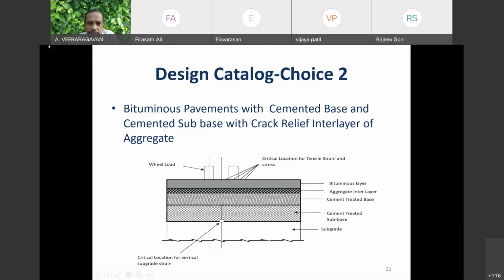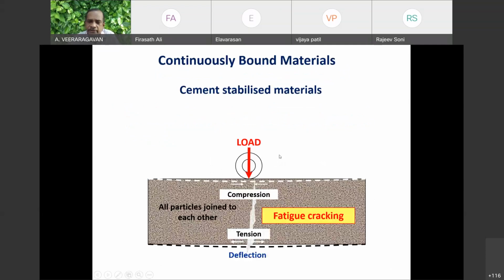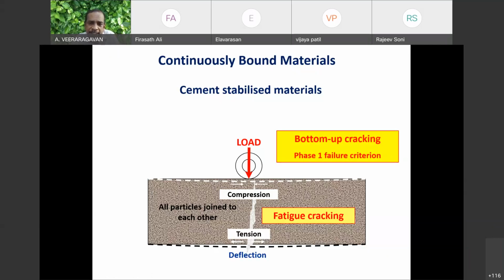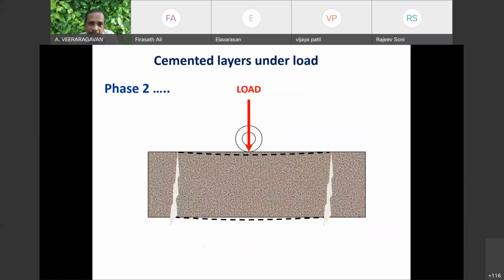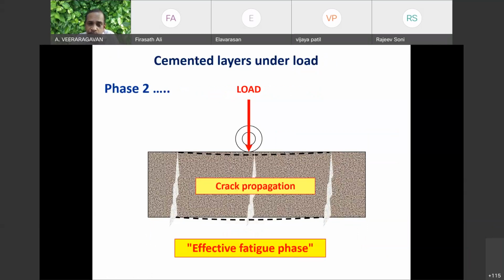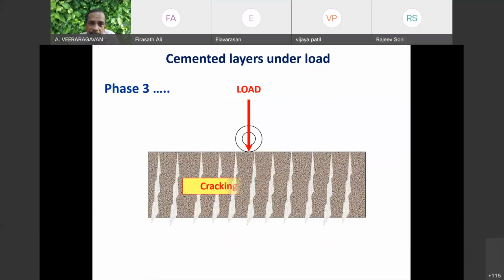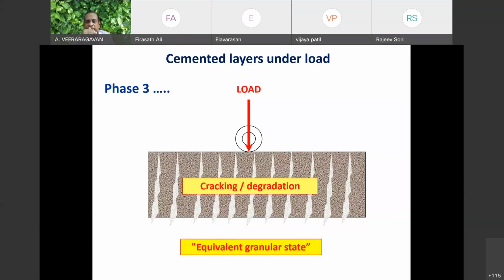We found that this layer will start developing cracks. So you have a cement treated base. This layer starts cracking because of tension at the bottom. So this crack initially will start because of deflection of the base course. So it's not a very strong concrete pavement. It's only cement treated base or cement stabilized material. And this crack is a bottom up cracking, the phase 1 failure criterion. A single crack will become a double crack, and will become more and more, which is the effective fatigue phase. And eventually the cracks will become more and more.